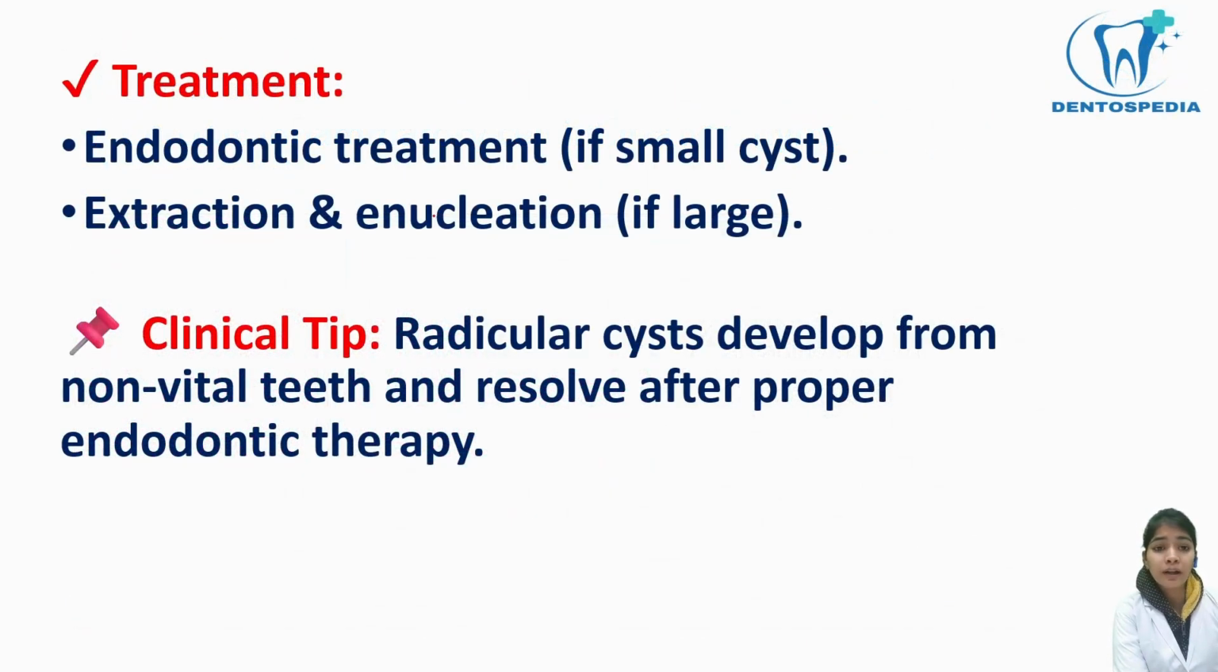Now the treatment. It depends on the size of the cyst. If there is a small radicular cyst, then endodontic treatment is done and proper disinfection will lead to healing. If the cyst is larger, then extraction of the tooth is done and surgical enucleation of the cyst is done. So radicular cysts arise from non-vital tooth and may resolve after proper endodontic therapy, especially if diagnosed early.